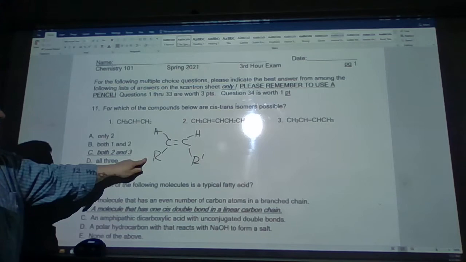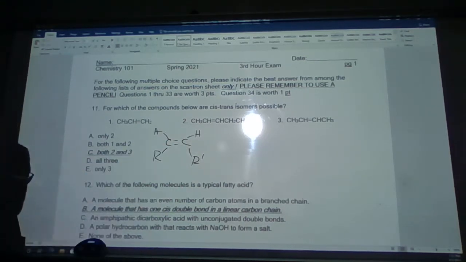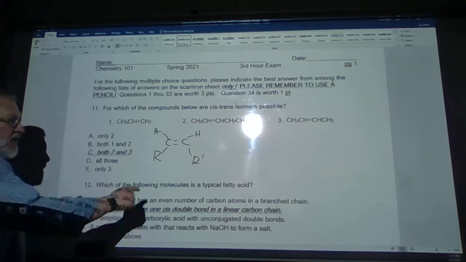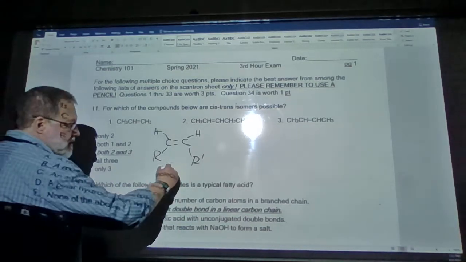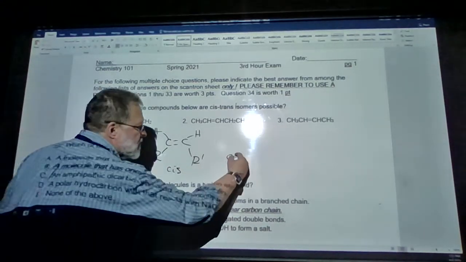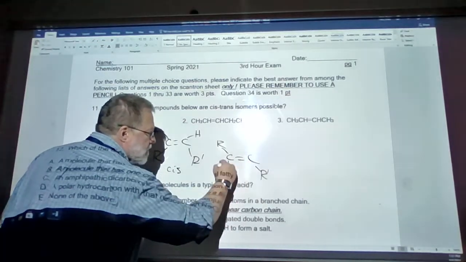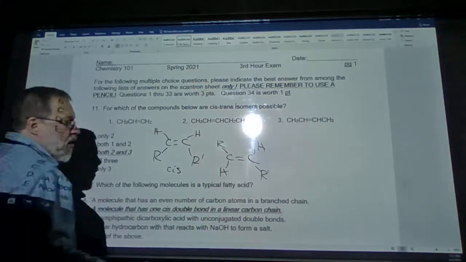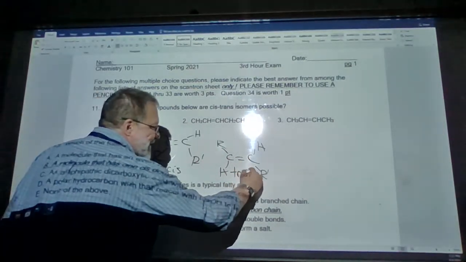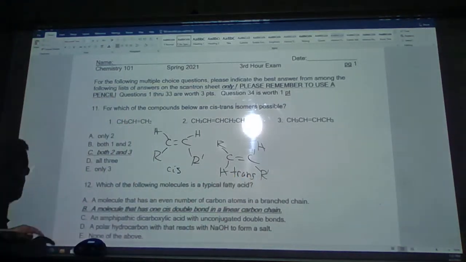Since this is different than that, the possibility exists. Since this is different than that, you can have cis-trans isomers. Here, these R groups, R and R prime, are on the same side. This is cis. The R and the R prime are not on the same side. This is a trans relationship.